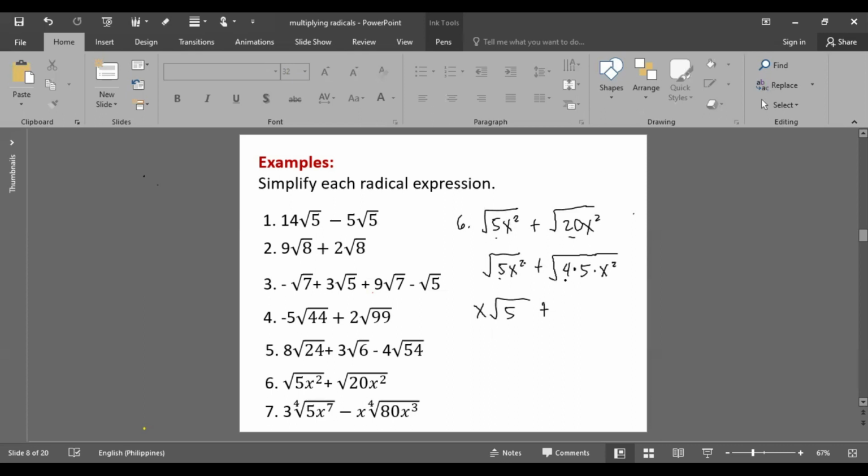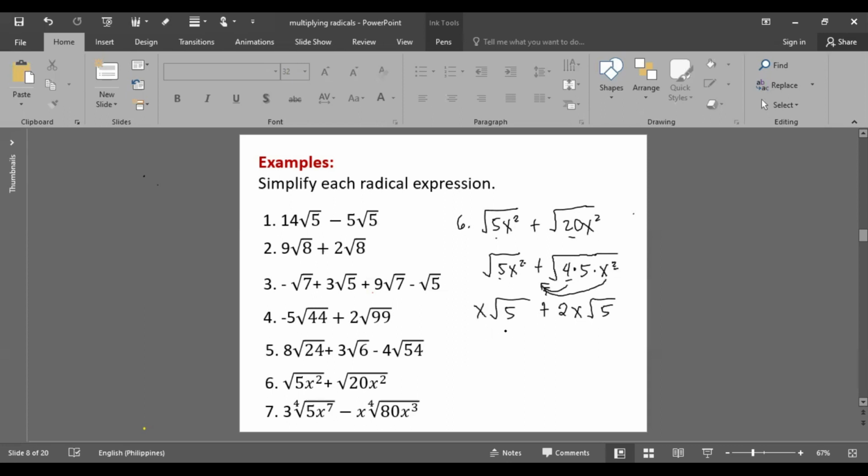Plus, the square root of 4 is 2. Mapupunta na siya sa labas. So we write here 2. Then, we can also get the square root of x squared, which is x raised to 1 because 2 divided by the index is 1. So x raised to 1 or simply x. Then matitira si 5 sa loob.